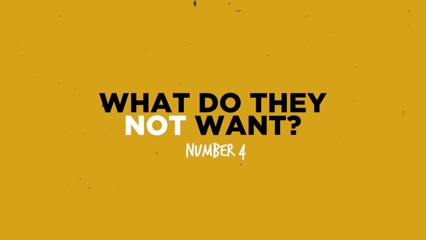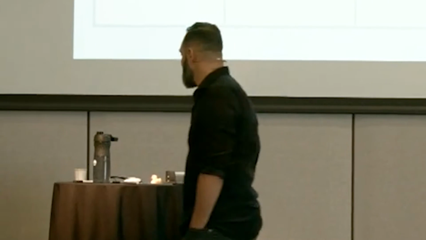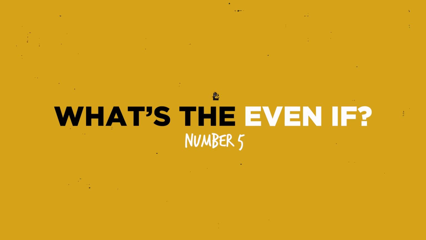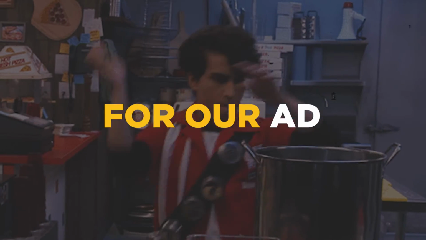Third column, what do they not want? Without what? Let's make a list of like 3 to 5 things they don't want to have to do, that they're scared that to get that outcome they're going to have to do. Last column, what's the even if? What's their kind of identity-based objection? I couldn't do it because why? We're just getting raw ingredients for our ad together.